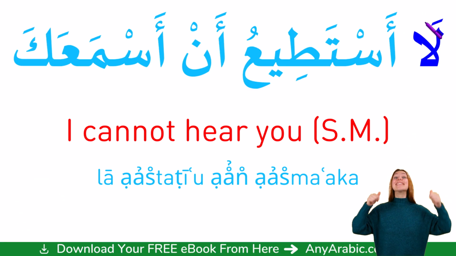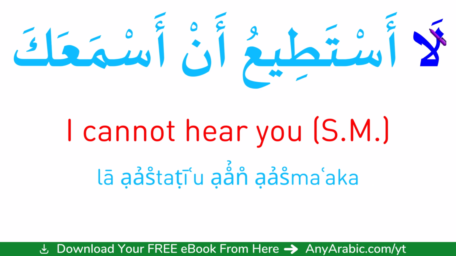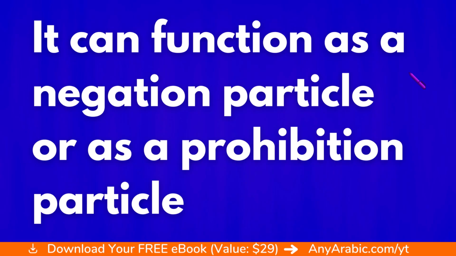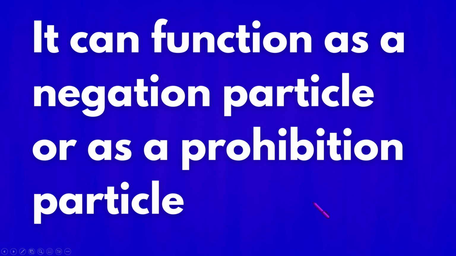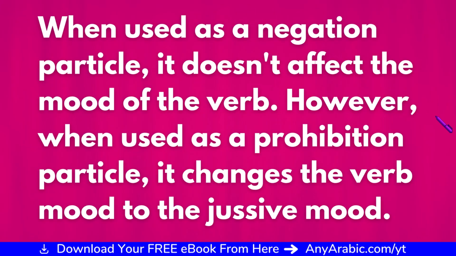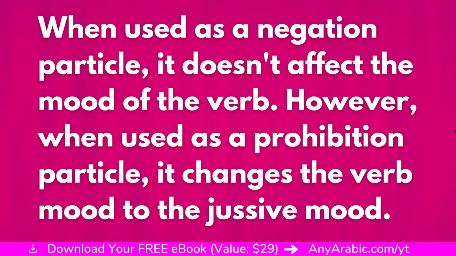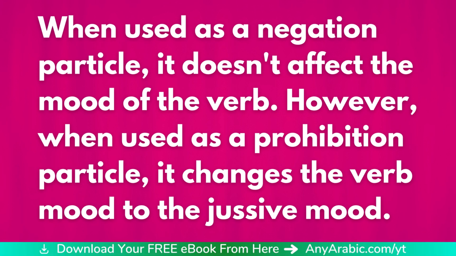The word is the negation particle لا, which has two different uses. It can function as a negation particle or as a prohibition particle. When used as a negation particle, it doesn't affect the mood of the verb. However, when used as a prohibition particle, it changes the verb mode to the subjunctive mood, الفعل المضارع المجزوم.